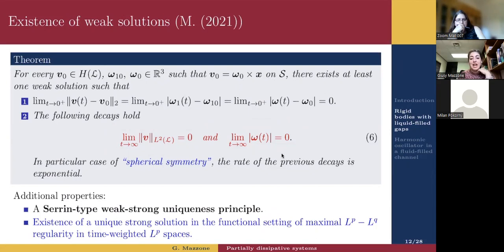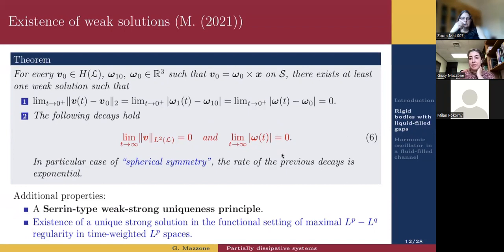This is in the style of the weak-strong uniqueness principle, which basically says: if you have one weak solution and you have another solution which is in L^p in time and L^q in space, with p and q satisfying Serrin's condition, then corresponding to the same initial data, you have uniqueness. And on top of this, and here I didn't put the details because this second property goes a little bit beyond the theme of this talk, is the existence of strong solutions in the very general L^p-L^q maximal regularity setting, also for time-weighted spaces. Again, this is a further result, but it goes a little bit away from the theme of this talk.